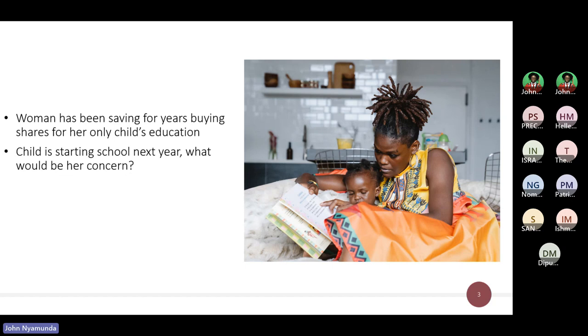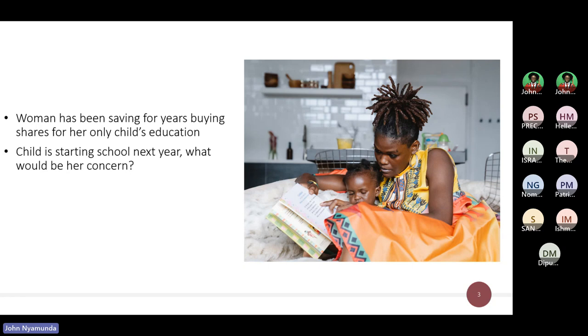Okay, so let's see what people are saying here. Tembiza says interest rates will fall. Why interest rates, Tembiza? Helen says, will she have enough money in her savings to cover her child? Yes, you are pointing in the right direction. Israel says, will I have sufficient to fund my child? So yes, pointing in the right direction, Israel.